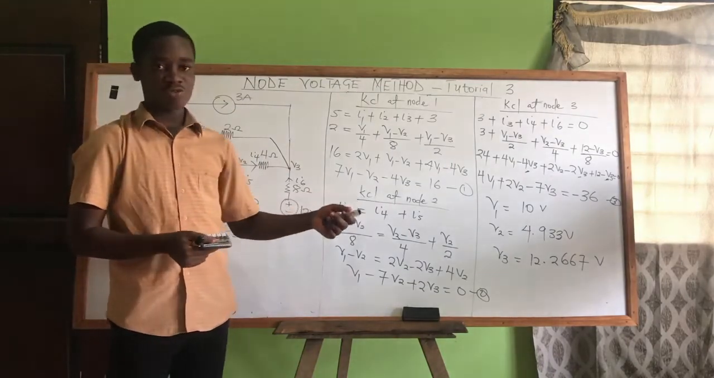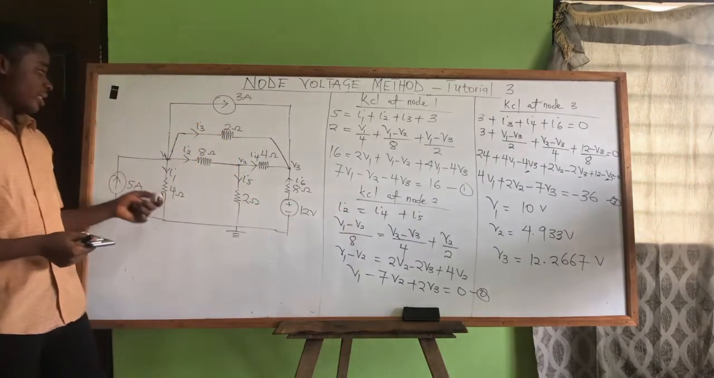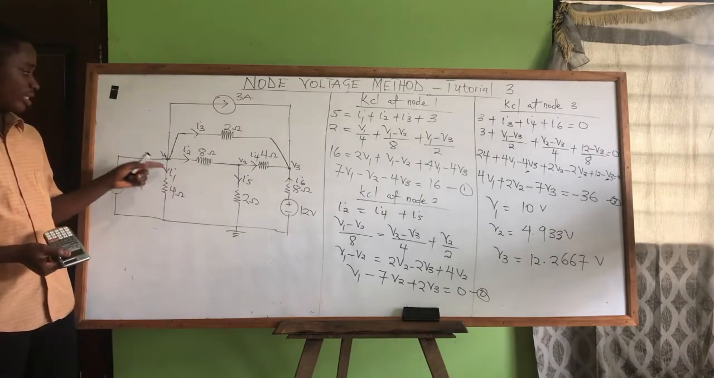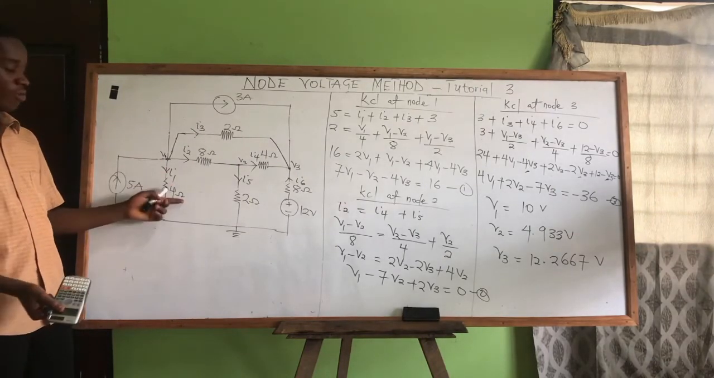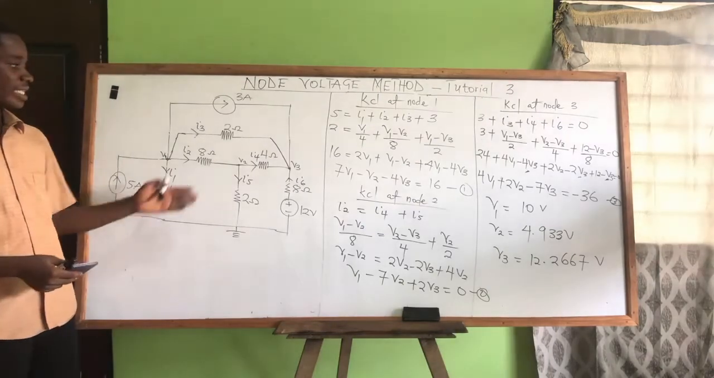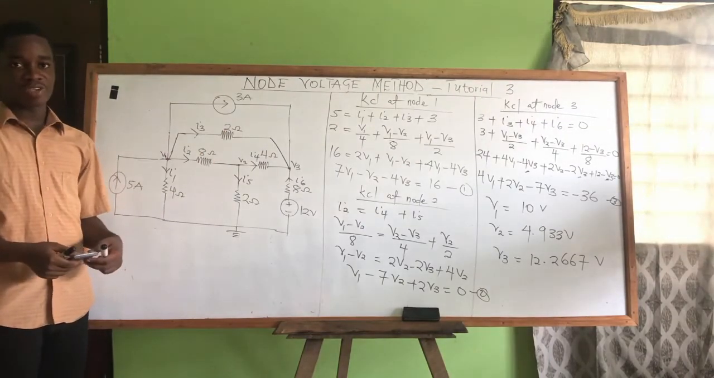So if you were asked to find the current on each branch, then if you want I1, you know what to do. It is V1 minus the 0 over 4, and that will help you to get the current through each of the resistors.